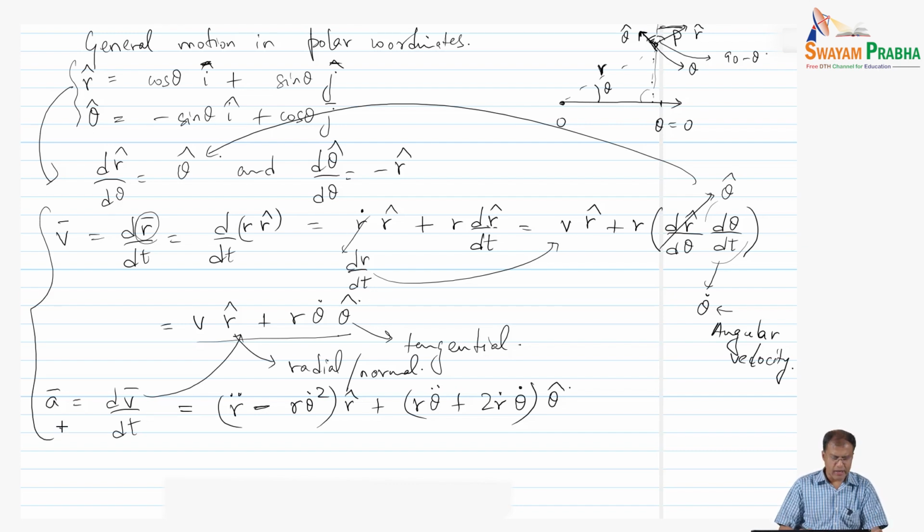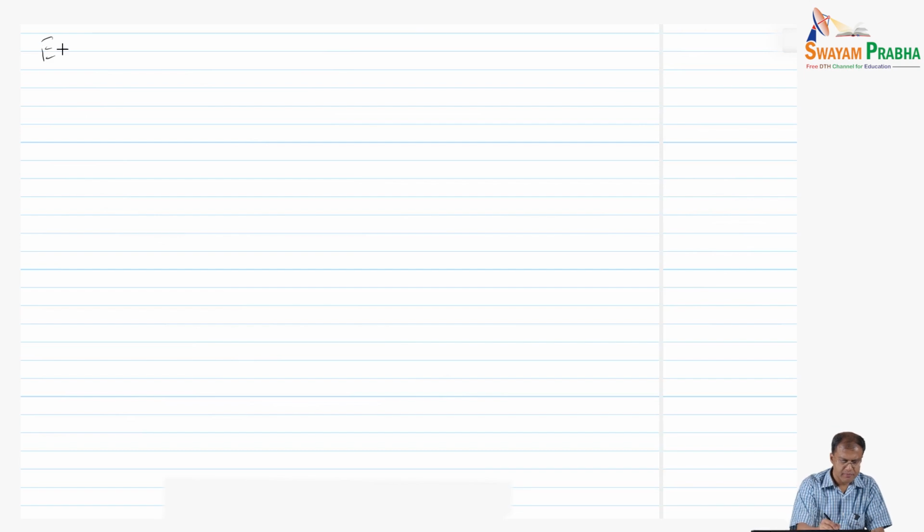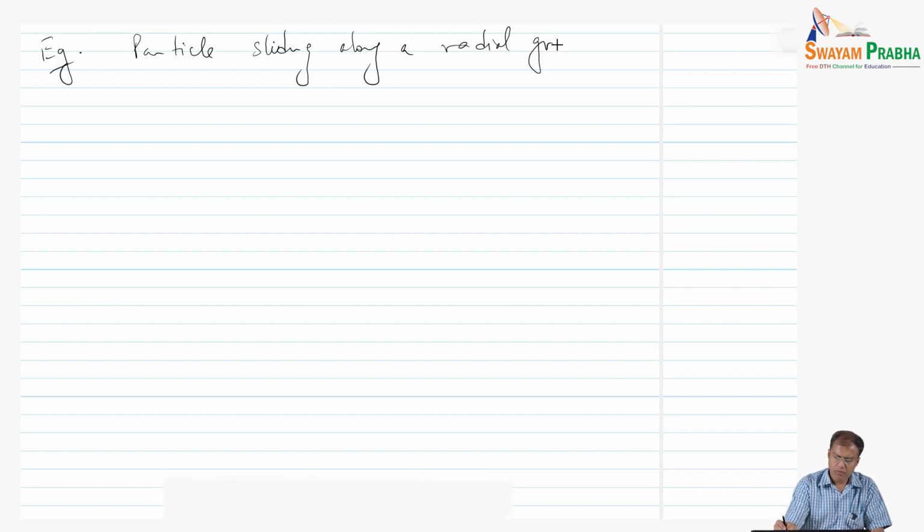So let's look at a quick example. The example says a particle sliding along a radial groove in a rotating table has polar coordinates, right, at time t.